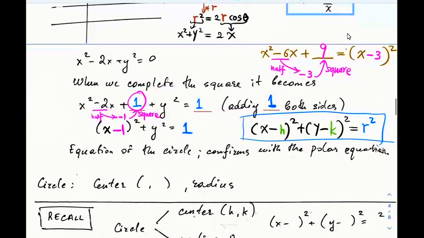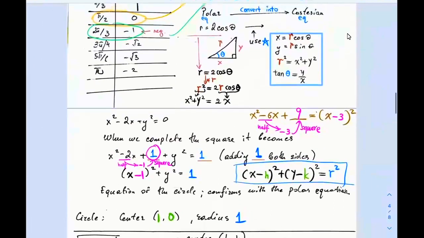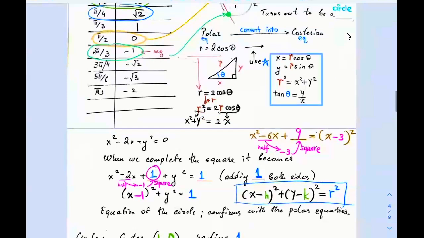From here, you can tell the center. What's the center? 1, 0. Yeah, the center is (1, 0). Okay, good. And what's the radius? 1, yes. The radius is 1, okay. So indeed, it is a circle, right? So by converting this polar equation into that, we know it's a circle.